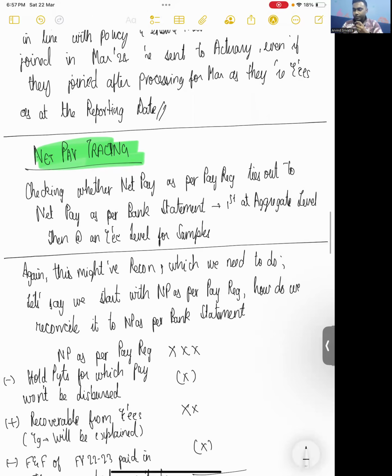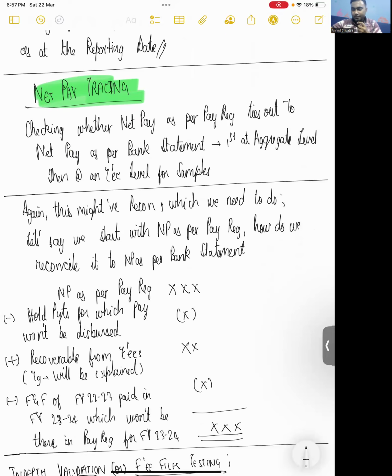So next, talking about the reconciliation which I mentioned above. Let's say we start with the net pay as per pay register. How do we reconcile it to the net pay as per bank statement? Let's say you have a net pay as per your pay register. You reduce your hold payments for which pay won't be disbursed. So what are hold payment cases?